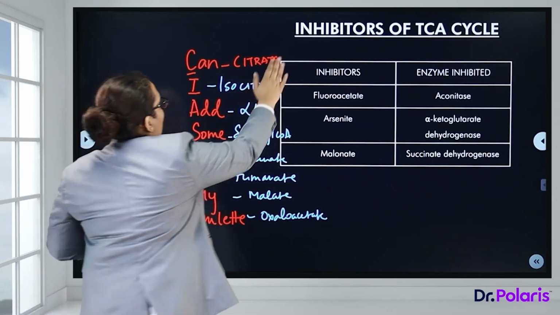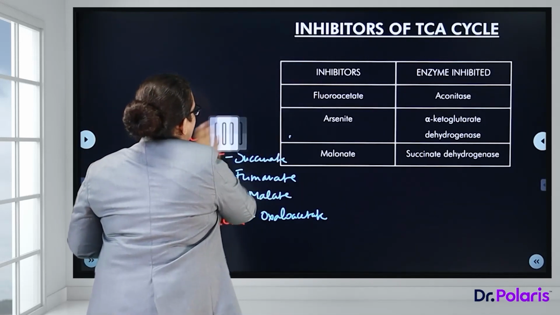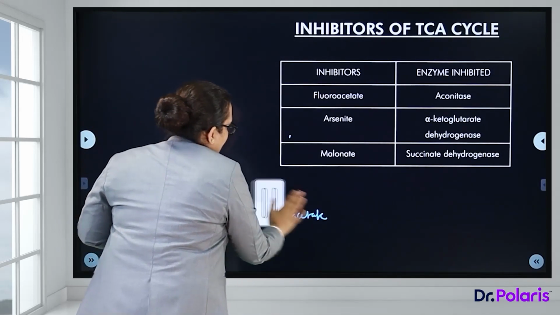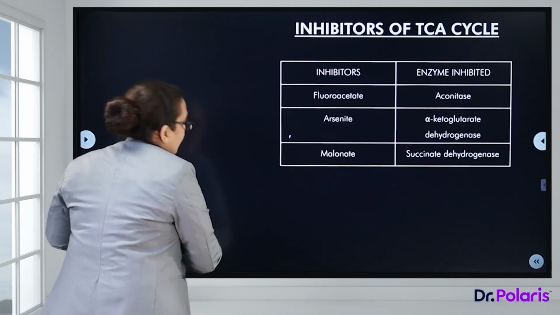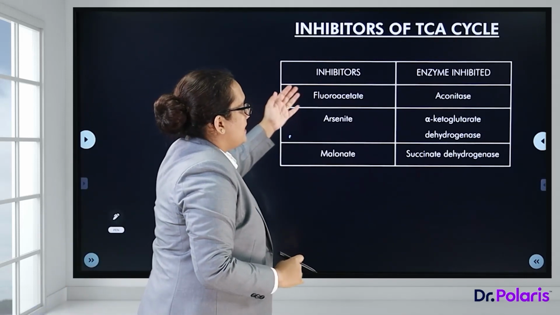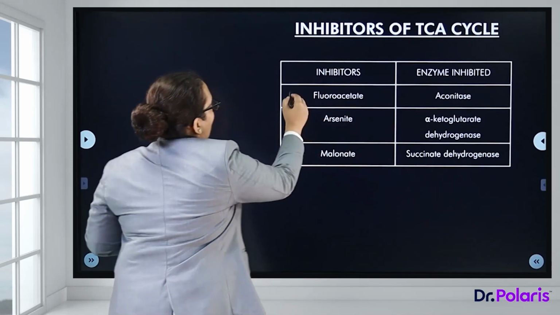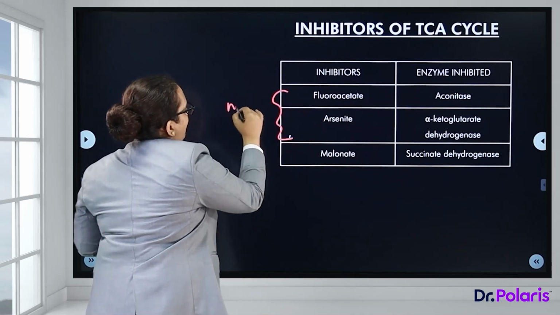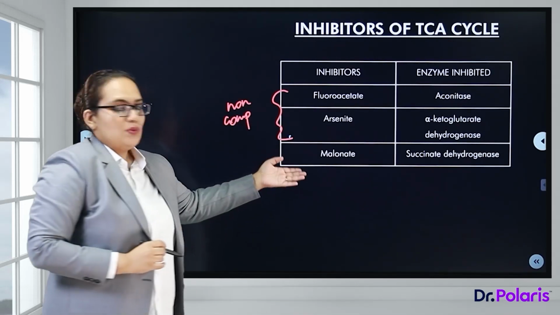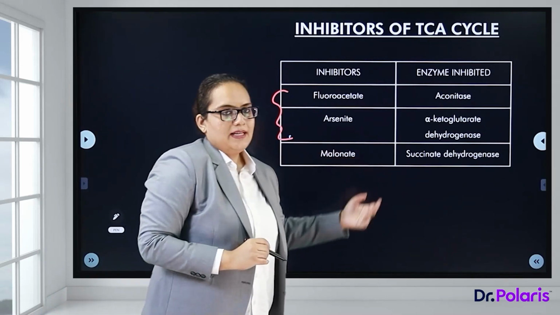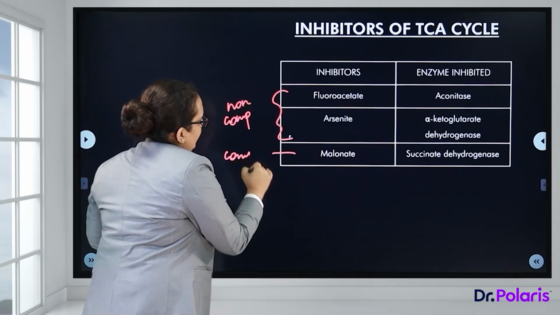Now moving on to inhibitors, I've already mentioned in the reaction in the previous slide how various inhibitors inhibit some of the enzymes in TCA cycle. So we have fluoroacetate, which inhibits aconitase, and arsenite, which inhibits alpha ketoglutarate dehydrogenase. Both of these are examples of non-competitive inhibition. And the last one is malonate, which inhibits succinate dehydrogenase. This is an example of a competitive inhibition.